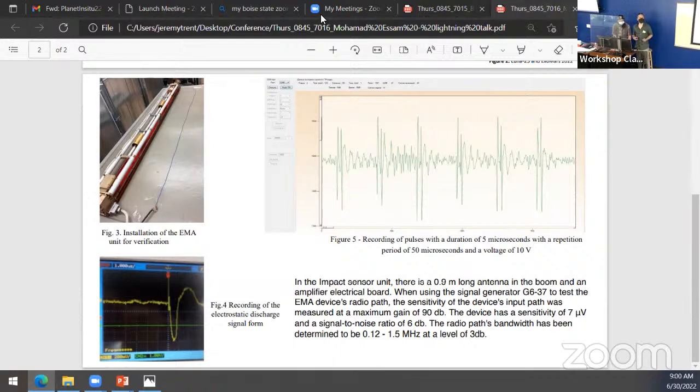Yeah, one question. Hi, this is Brian. I apologize if I missed this. Have you deployed this in the field and measured signals, or is this still in the lab?